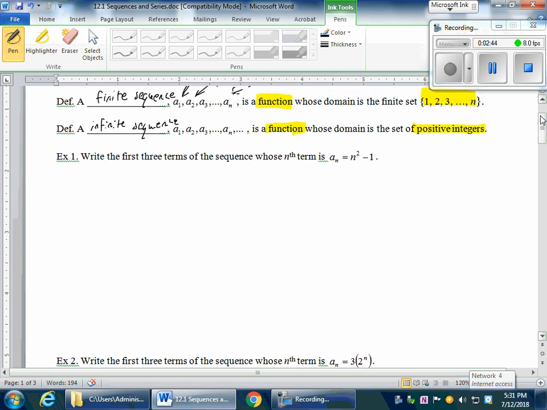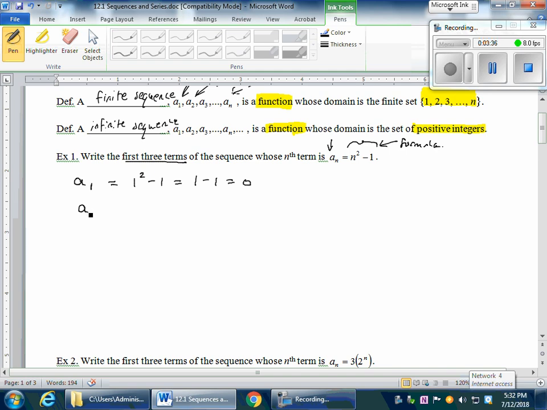It says, write the first three terms of the sequence whose general term, usually they will say the nth term, is given by this formula: a sub n is equal to n squared minus 1. So this is more like a function notation, but written for a sequence in sequence notation. And this is the formula for the sequence. Okay. So if I want to find the first three terms, that means I'm looking for a sub 1. So I'm going to substitute my n with 1, so it'll be 1 squared minus 1, which is going to be 1 minus 1 equal to 0.